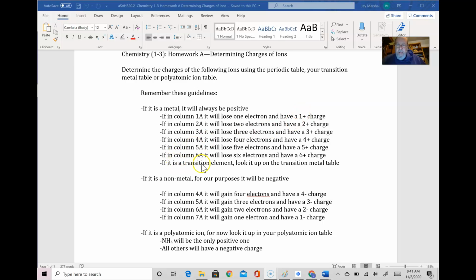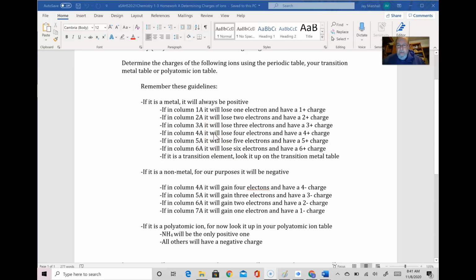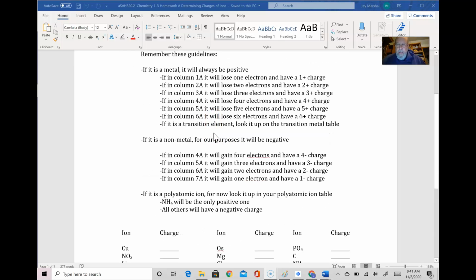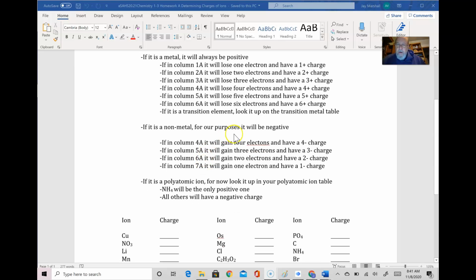If it's a transition element, we have to look it up on the transition table, and in your assignment I have given you a link to a transition table so that you can look that up. If it's a nonmetal, for our purposes it will always be negative, and the way that we're going to find that charge, these will always be in A columns. You will never have a nonmetal in a B column. These will always be in A columns.